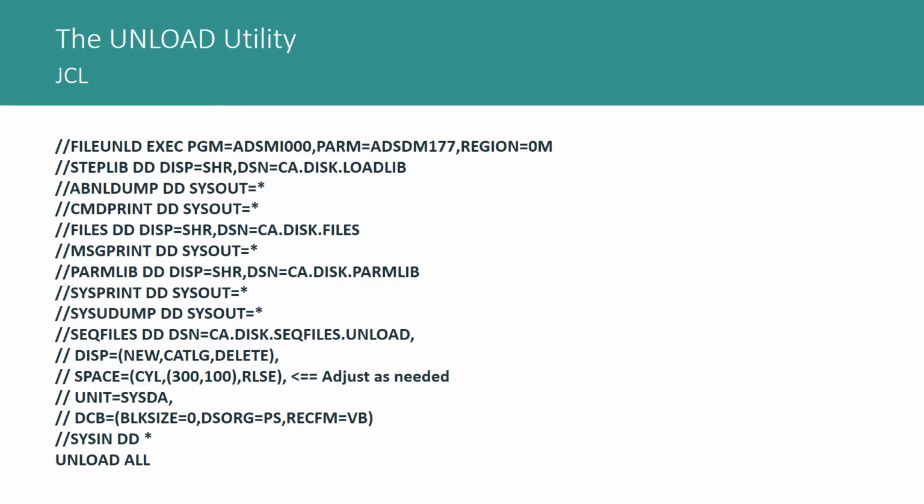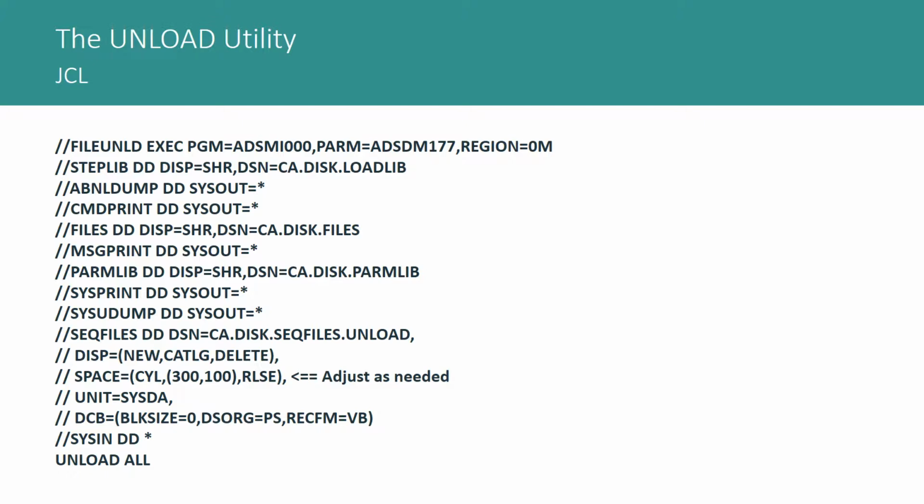The unload utility is used to make a backup of the file's dataset, which should be done at least once per day. Even though the BDAM file appears as a PS dataset, you cannot use an IEBGENER to copy the files. IEBGENER will appear to run correctly with condition code 0, but the files will be unusable. The word unload for the command is not literal.